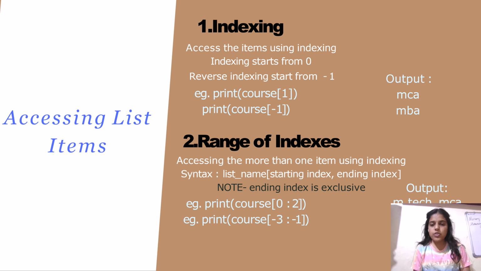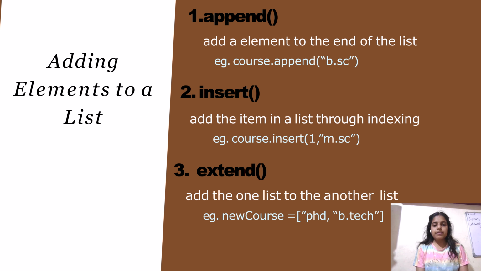For example, if you write to access the elements from 0 colon 2, then you access only the elements positioned at 0 and 1 as 2 is exclusive. So you do not access it. And we can also use negative indexing in the case of range of indexes.